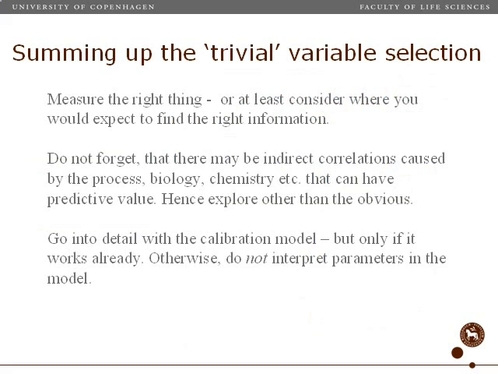Summing up, what we have talked about now are some of the more trivial types of variable selection. First of all, to measure the right thing. Also, to take into account that even though we know exactly what parts of the data would be directly related to our variable of interest, there could be indirect correlations that would lead to better models if those variables were included.